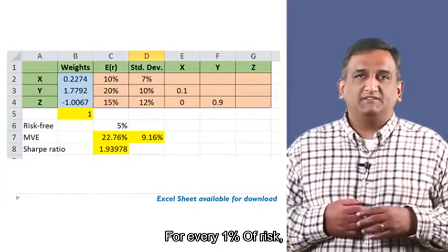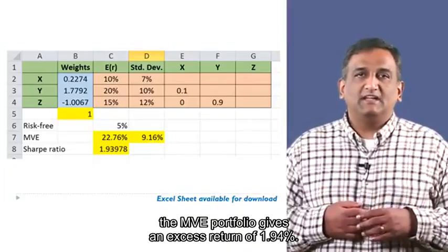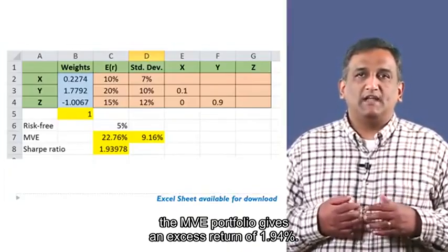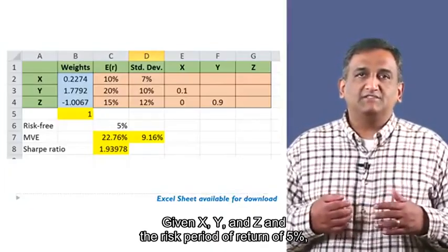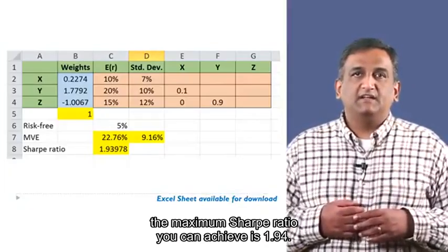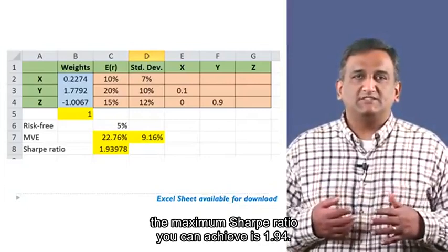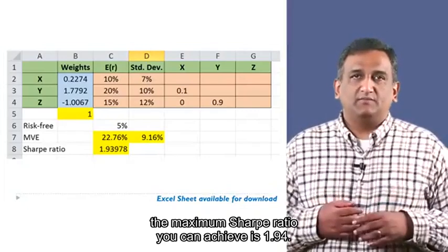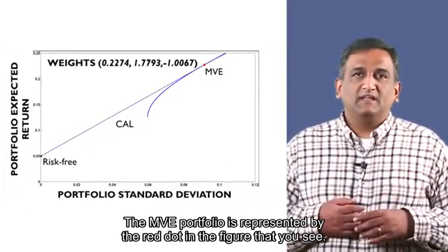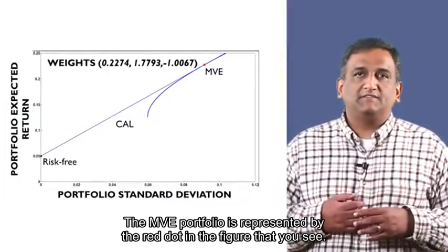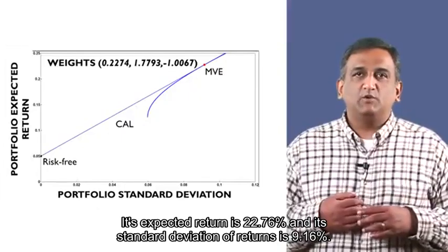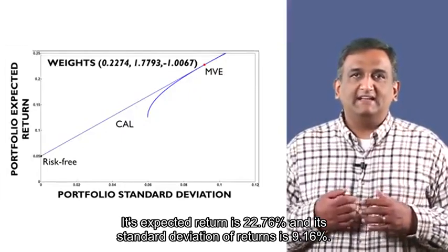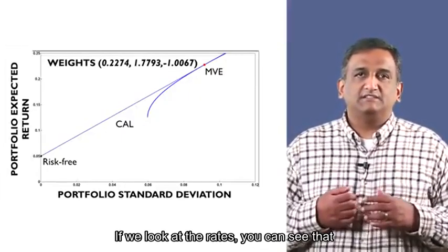Learning outcomes. After watching this video, you will be able to explain how to identify the mean variance efficient portfolio, calculate the Sharpe ratio for the mean variance efficient portfolio, and calculate the weights of the risky assets in the mean variance efficient portfolio using Excel. Let's go back to our two risky assets, X and Y.